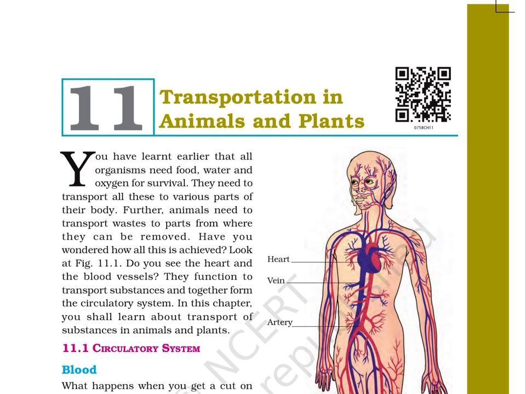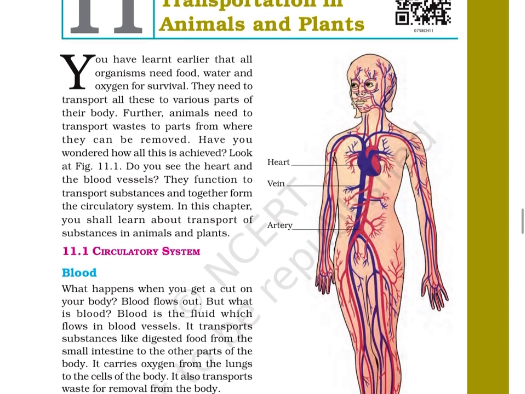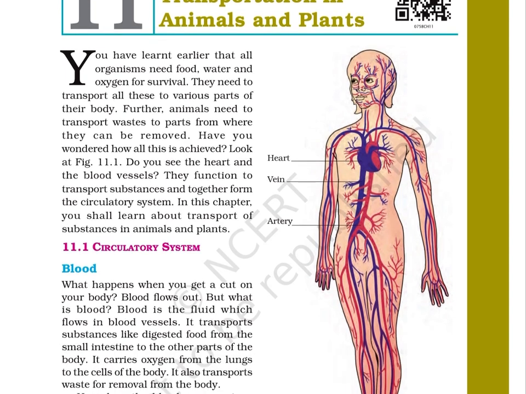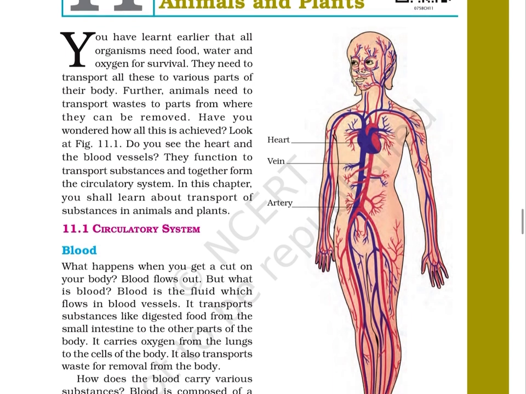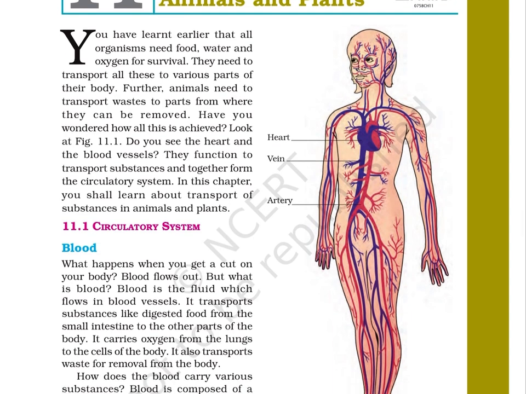They need to transport all these to various parts of their body. Further, animals need to transport wastes to parts from where they can be removed. Have you wondered how all this is achieved? Observe figure 11.1. Do you see the heart and the blood vessels? They function to transport substances and together form the circulatory system. In this chapter, you shall learn about transport of substances in animals and plants.